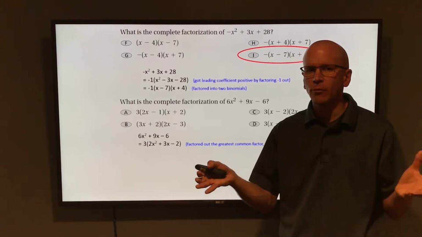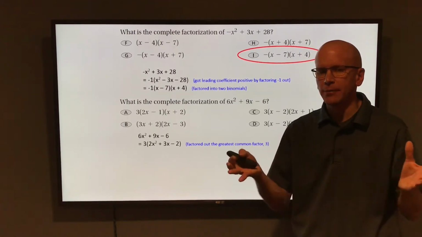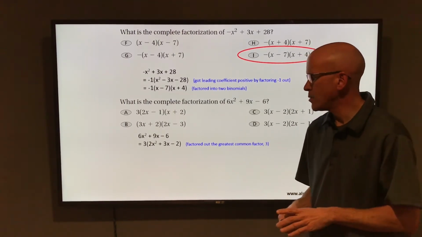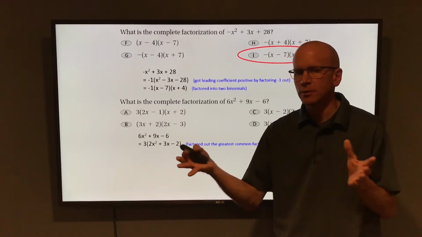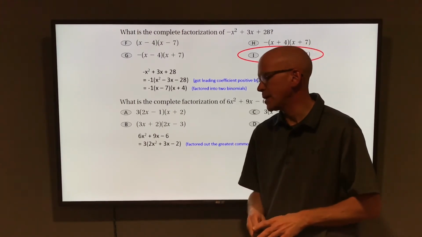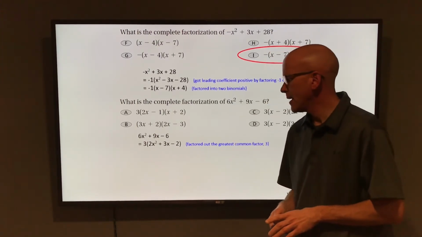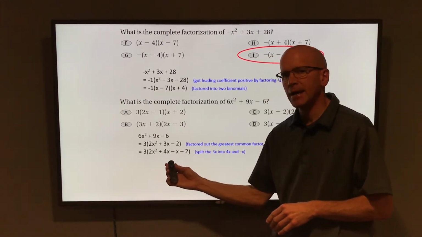So factors of 4, simply 4 and 1, 2 and 2. Which of those can you put together to make a 3? The 4 and the 1. And then you have to decide which one is positive, which one is negative, so that when you add those together, you get a positive 3. Well, the 4 will be positive and the 1 will be negative. So we're going to split that 3x into 4x and negative x.